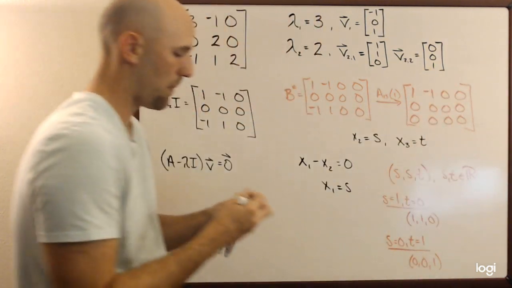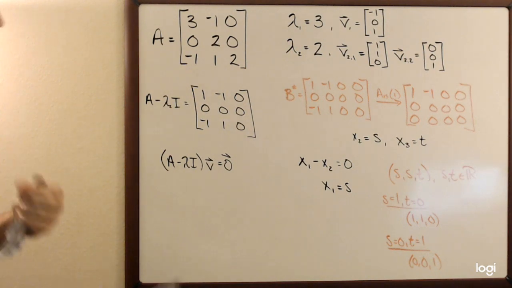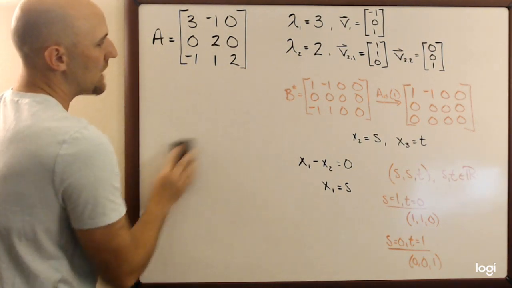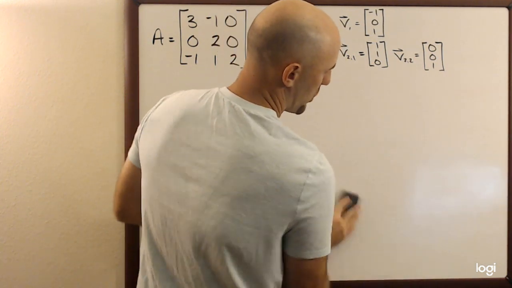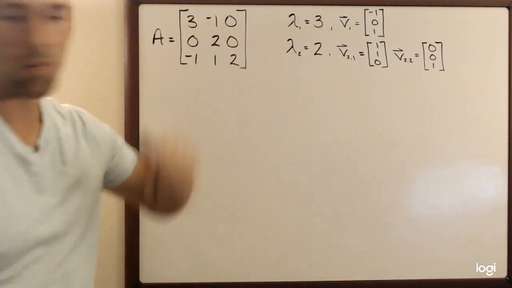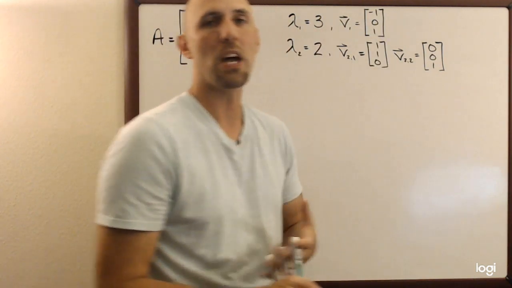All right, so all that work, and what do we have? Well, what we have is for matrix A, we've got two distinct eigenvalues, 3 and 2. We've got 3 eigenvectors corresponding to those eigenvalues.